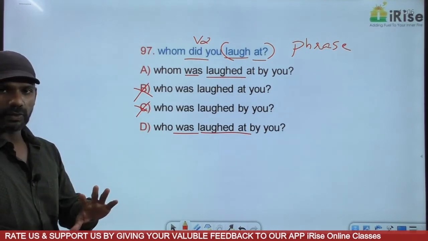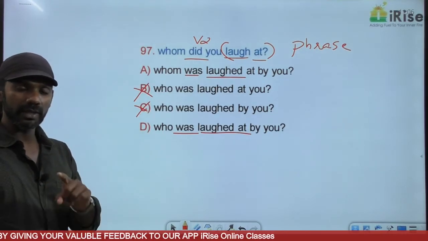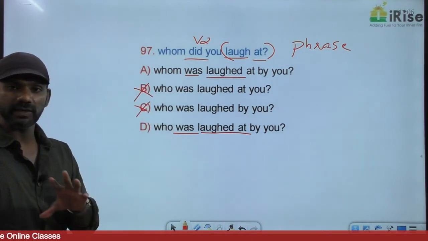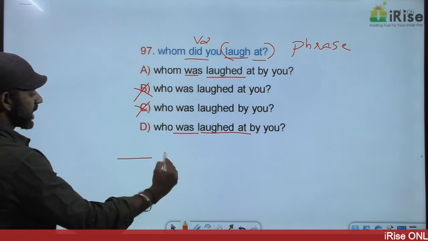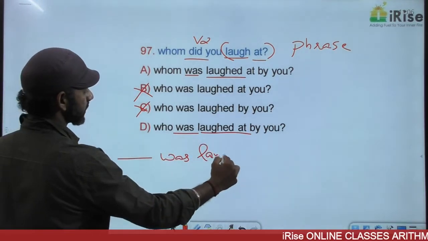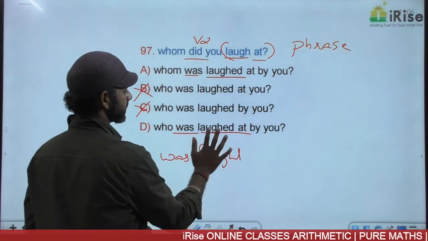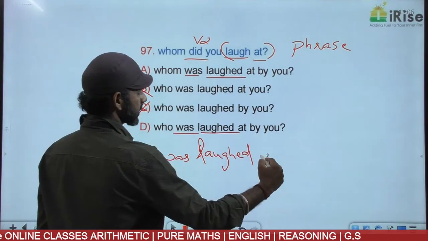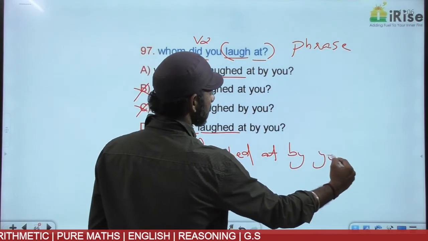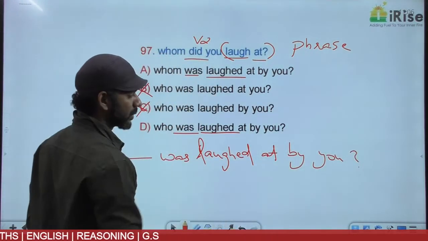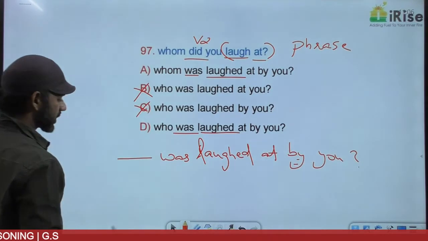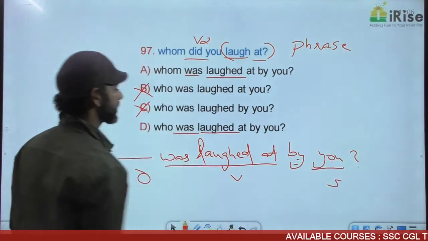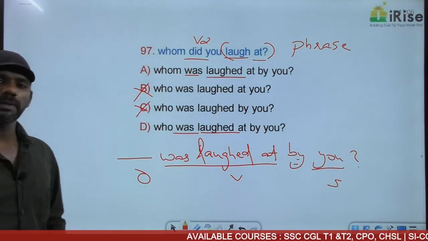Now this is in the passive voice. Who is a subjective pronoun. I gave it in the list of subjective pronouns. Whom is an objective pronoun. I gave it in the list of objective pronouns. Blank was laughed at by you? Passive voice, by is there. So the order must be object, verb, subject, what we discussed in the topic pronouns.